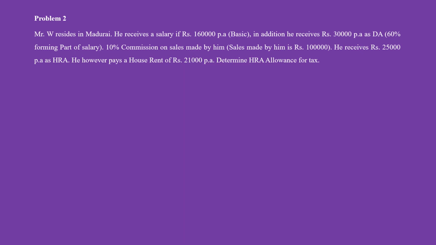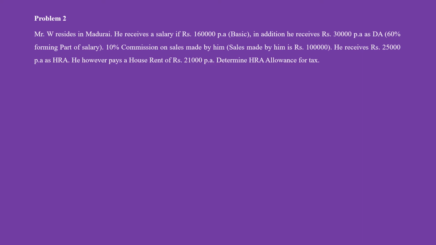So what are the things that you know? First, you know that he is living in Madurai. So it is not in the 50% condition. It has to be in the 40% condition. Second thing you know is he is receiving a salary of 1,60,000 as basic, 30,000 as DA. Out of this 30,000, 60% forming part of salary. That means only 60% of this 30,000 is as part of salary. So 60% into 30,000 only is DA for salary purpose, that we need to remember when we are calculating salary.